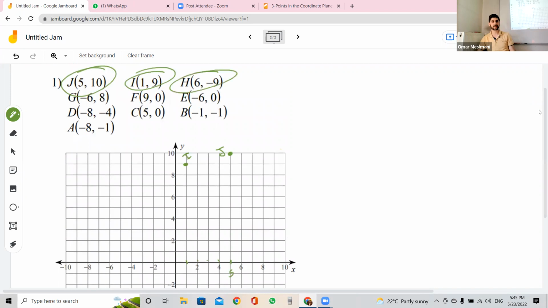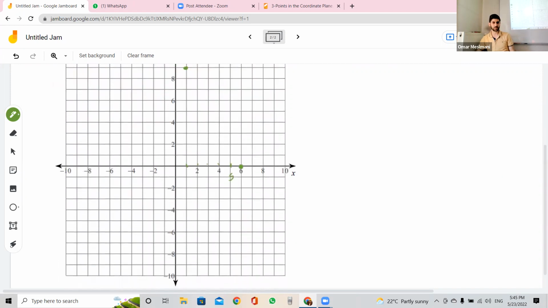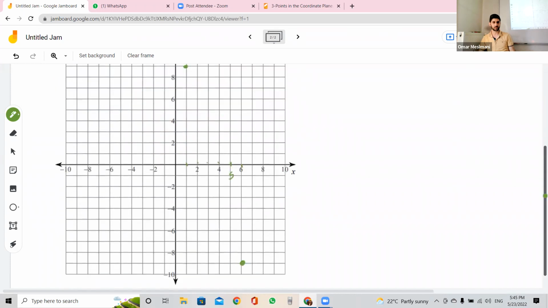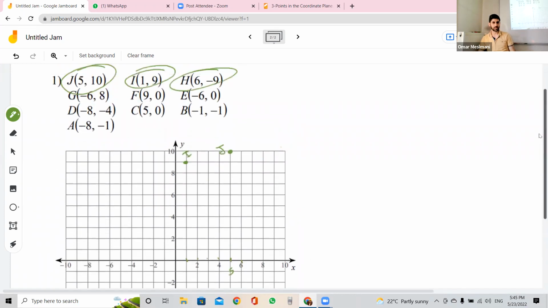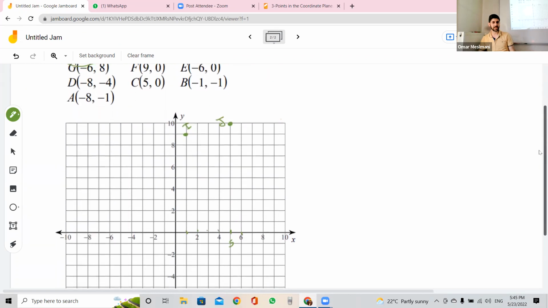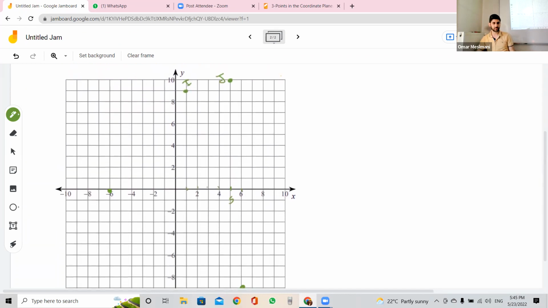So now what is H? H is 6 and negative 9. 6 on X and negative 9. I will go down. I will say this one. Do you agree? This was H. So this is the point H. All right, G. It's negative 6 and 8. Negative 6 on X and 8 on Y. So negative 6 and 8. I'm going to say it is this, right? So this is the point G.